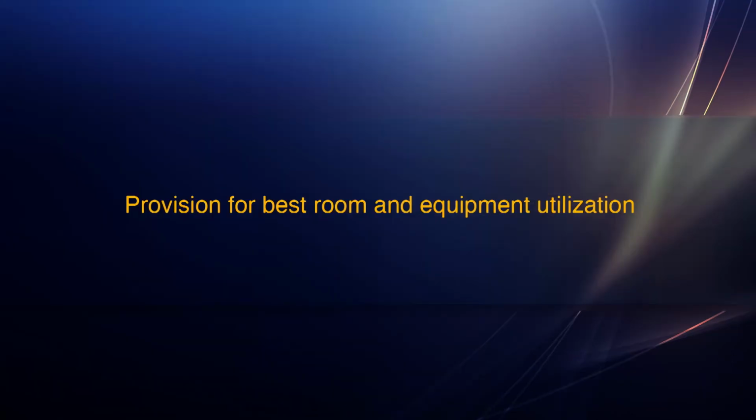15. Provision for best room and equipment utilization. The number and size of classes and classrooms also affect the school timetable. In a school where 2 classes are held in the same room, the timetable should be drawn up in such a way that one class may do silent work and the other may at the same time be engaged in vocal work such as reading.